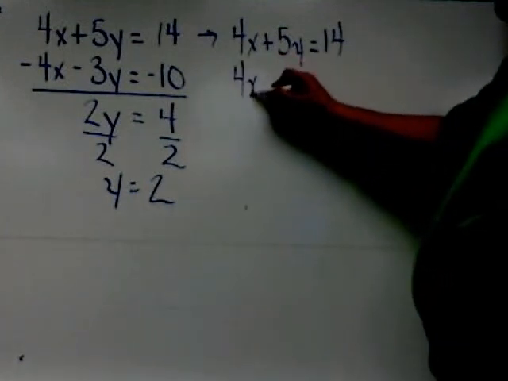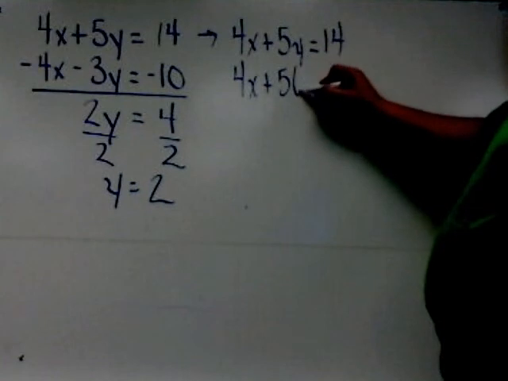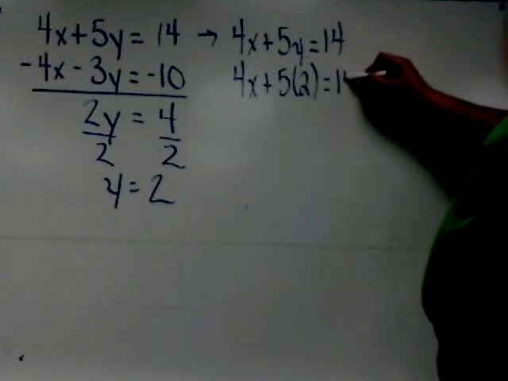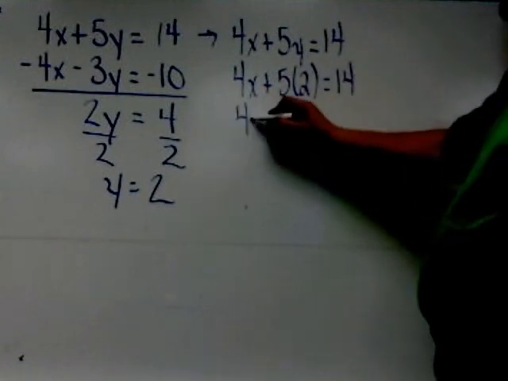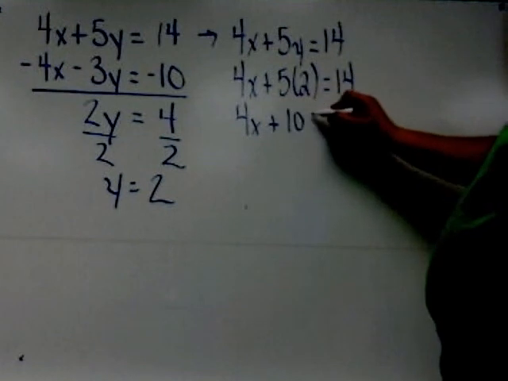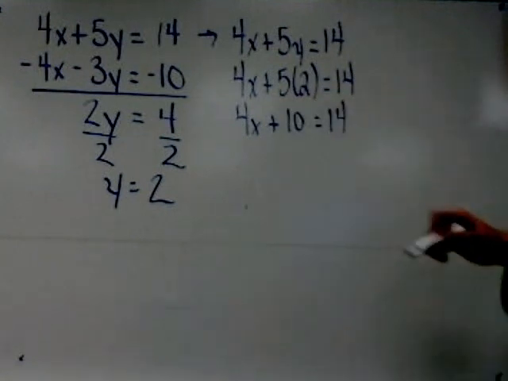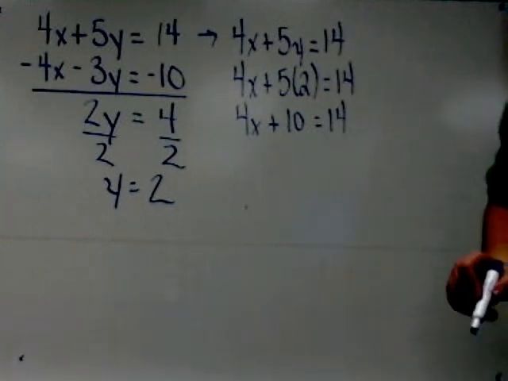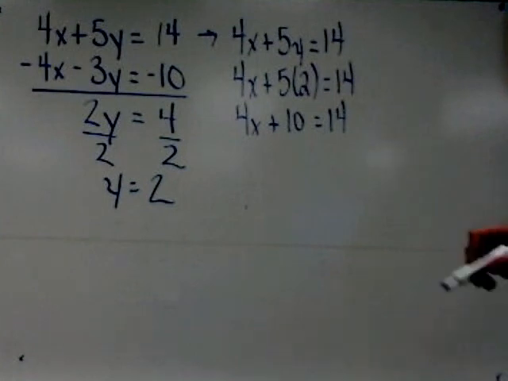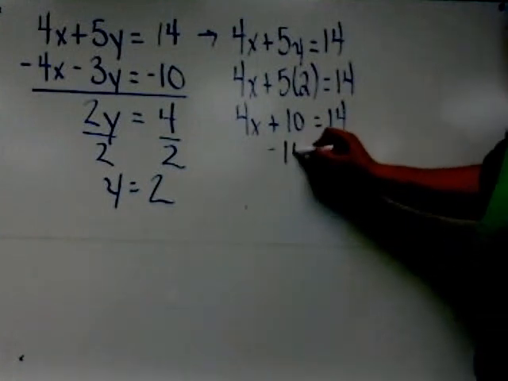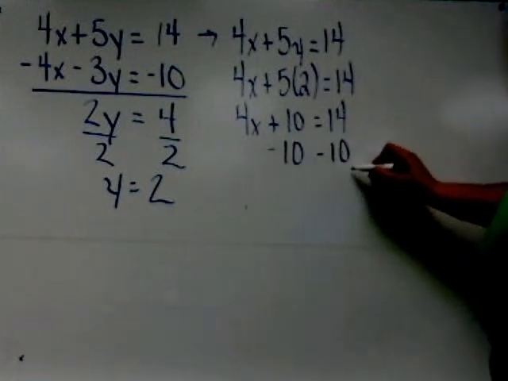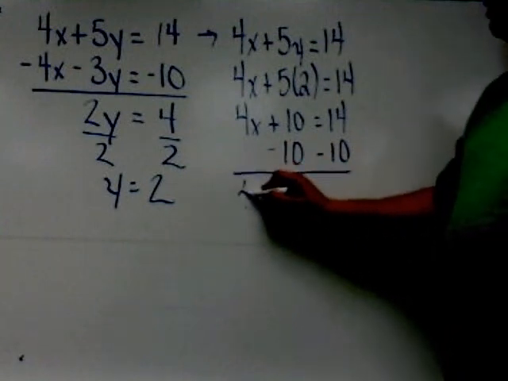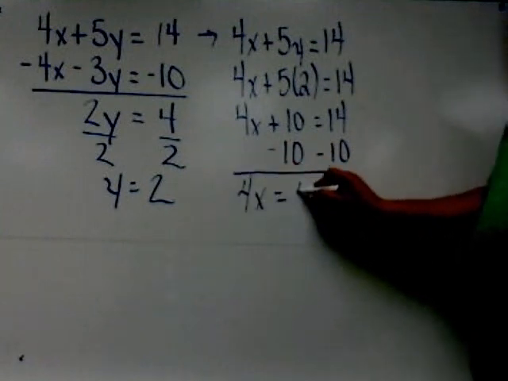So I now have 4x plus 5 times 2 equals 14. Or 4x plus 10 equals 14. I need to move the 10 to the right side of the equal sign. As you can see, there's an addition sign in front of that 10. So in order to do that, I'm going to have to subtract it from both sides of the equal sign. When I subtract 10 across the board, the result is 4x equals 4.